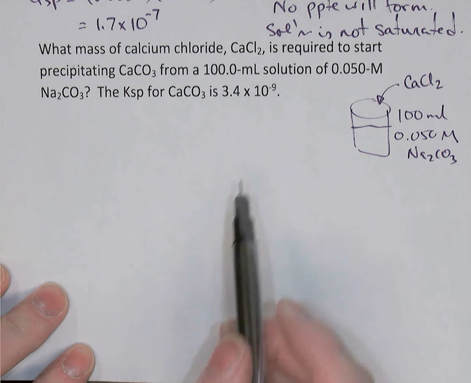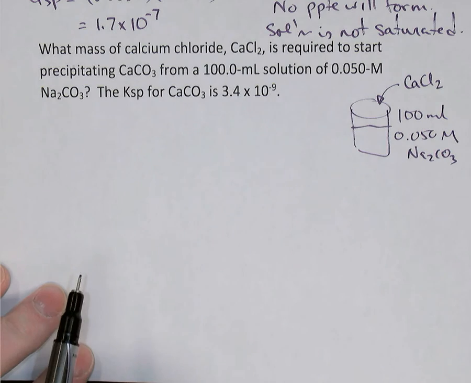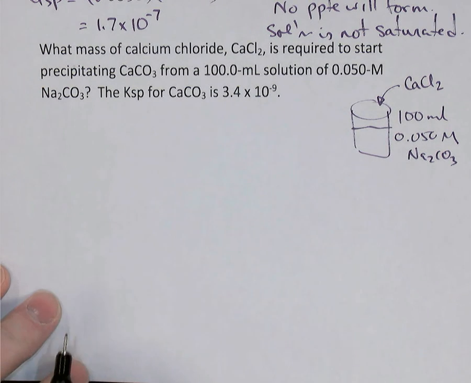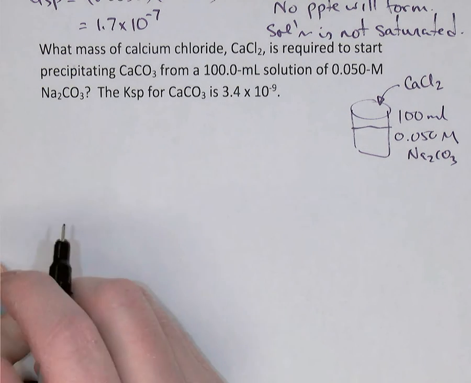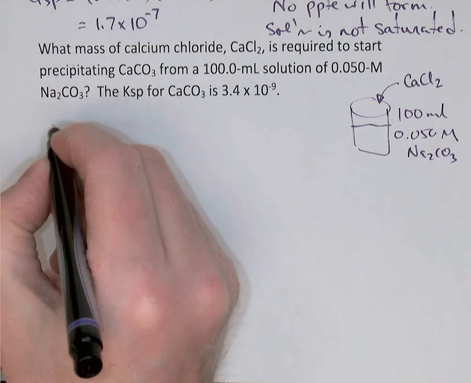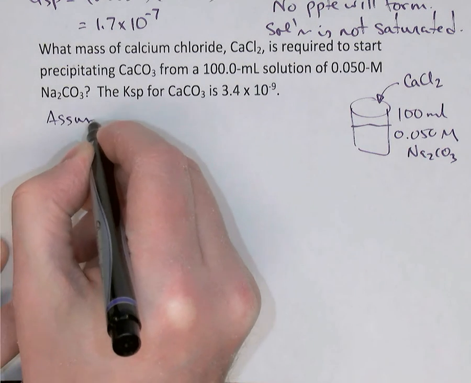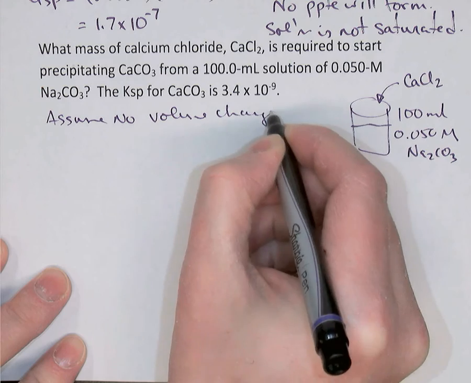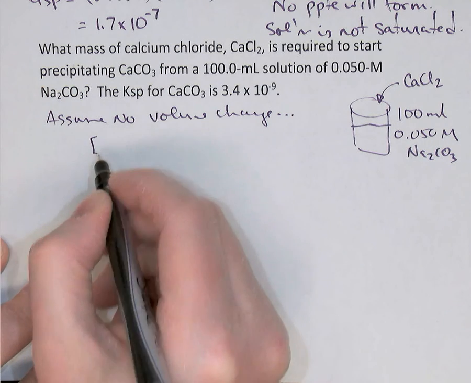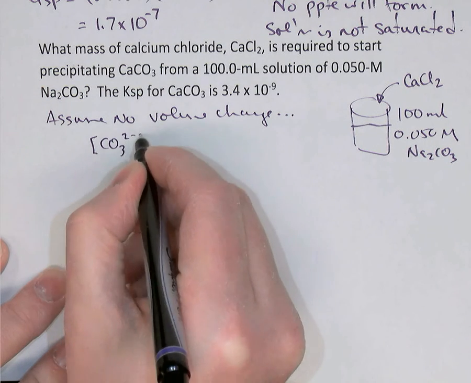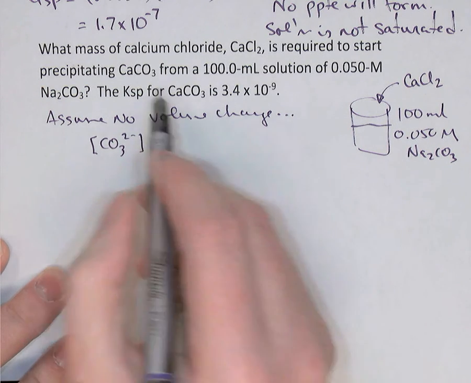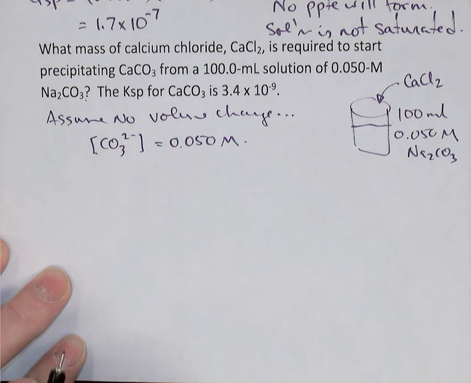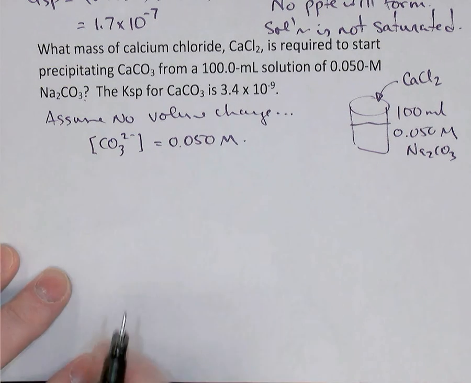It's probably not going to be a large mass, because the Ksp of calcium carbonate is so small, it's going to require very little calcium chloride to start the precipitating. But how do we actually answer that? Well, again, we'll assume no volume change, which means the concentration of carbonate in the solution is equal to, from the sodium carbonate, 0.05 molar. The question is actually quite simple to solve.